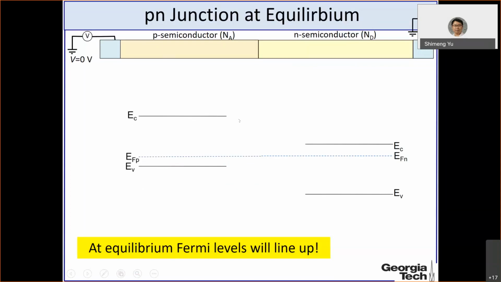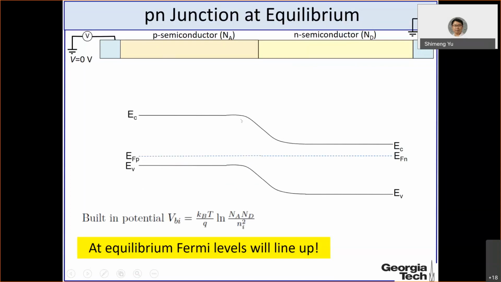Now you have to connect the band edge EC together. So you will see this bend of the band. The Fermi level will be flat and the EC will be continuous, but then we see the slope here. So this actually happens in this depletion region. So this is the depletion region.